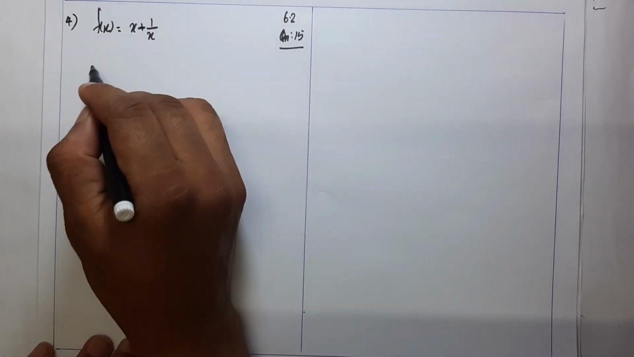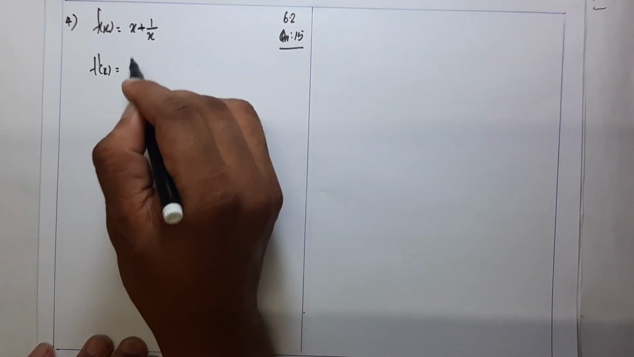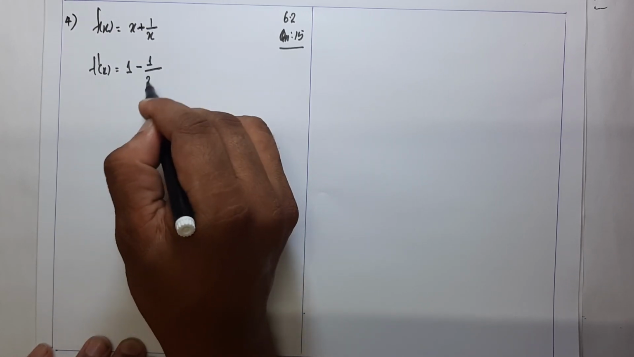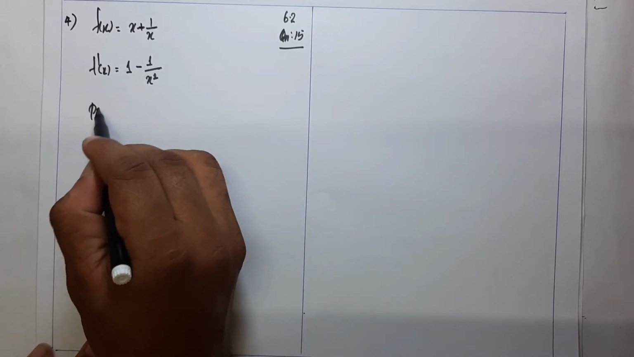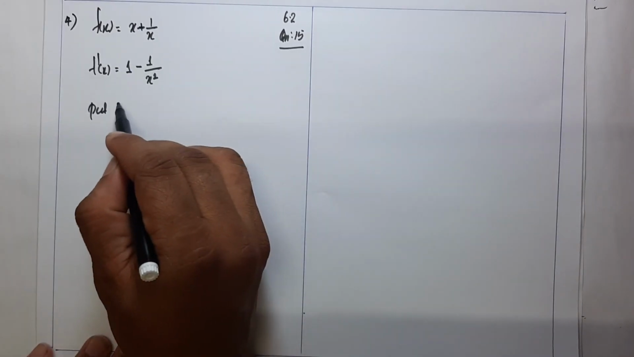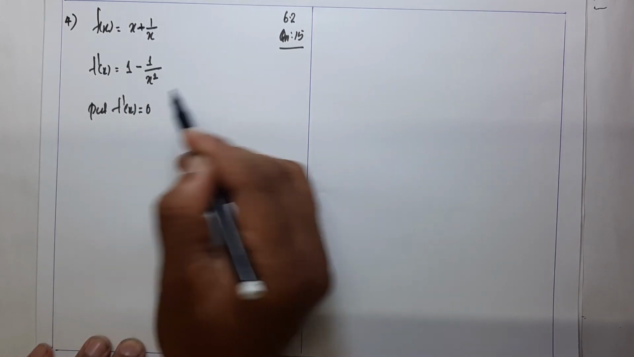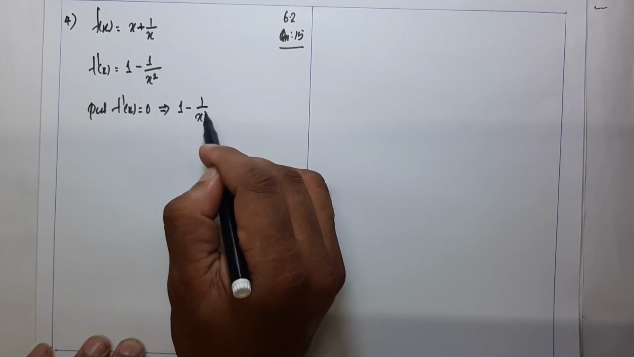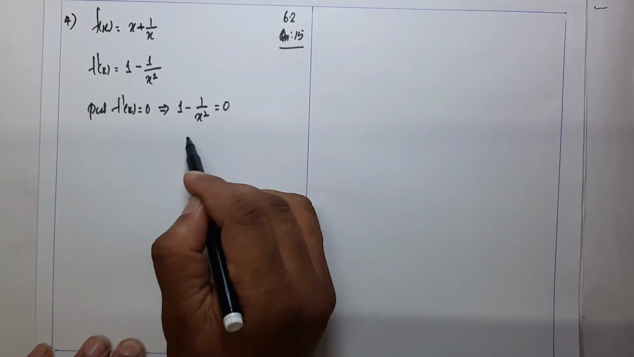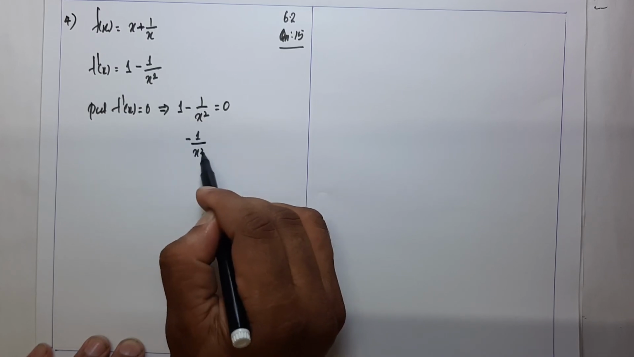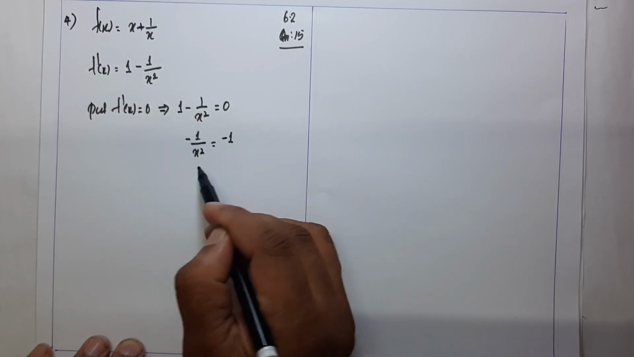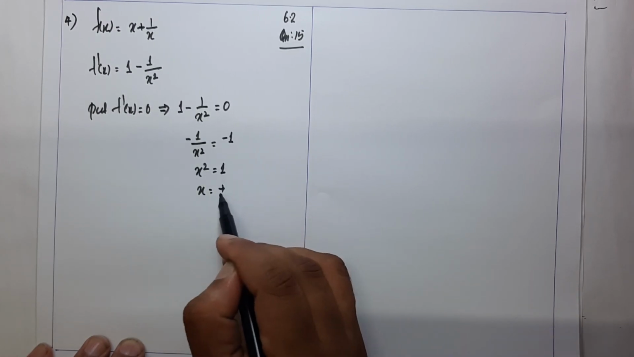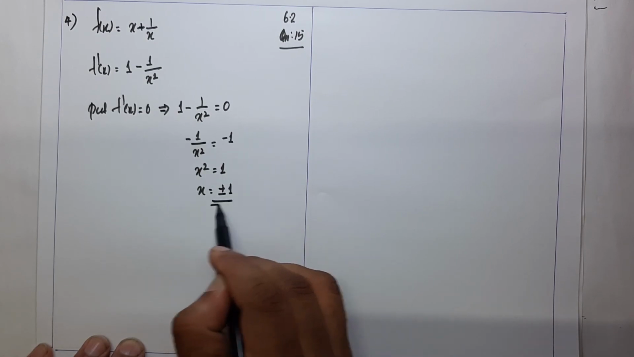Before that, first of all, we find f dash x. You know, the derivative of x is 1 and the derivative of 1 by x is minus 1 by x square. Then for finding the critical points, put f dash x equal to 0. That implies 1 minus 1 by x square is equal to 0. That is, minus 1 divided by x square is equal to minus 1, and therefore x square is equal to 1. We get the answer: the critical points are plus 1 and minus 1.